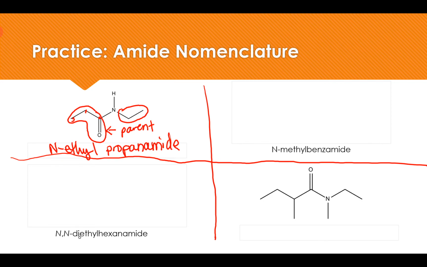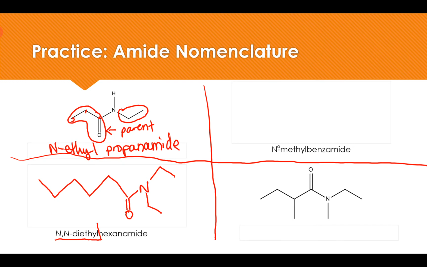Then we have N,N-diethyl hexanamide. I'm going to go ahead and draw 6 carbons. 1, 2, 3, 4, 5, 6. And it's an amide, and so I have to turn it into an amide. So now we have 1, 2, 3, 4, 5, 6 carbons attached to an amide. And now we can worry about that part of the name. That's N,N-diethyl. That tells me I have 2 ethyl groups off of the nitrogen.